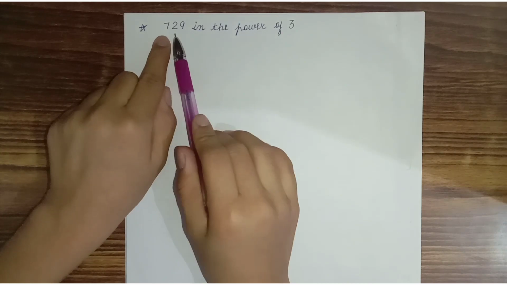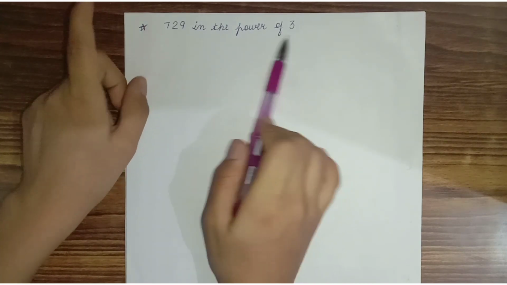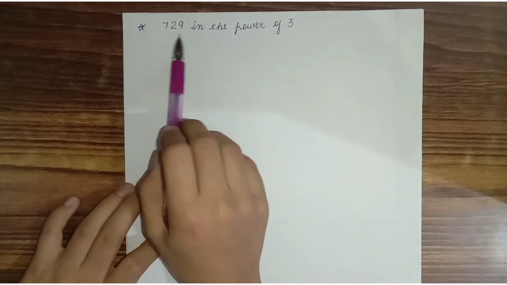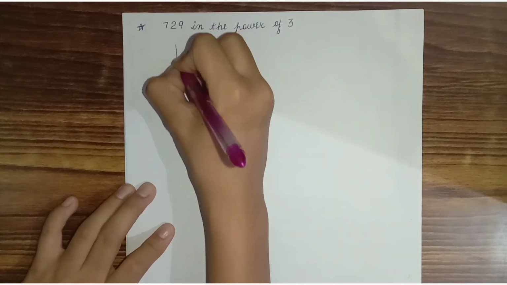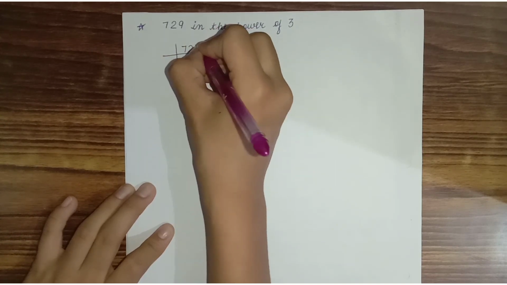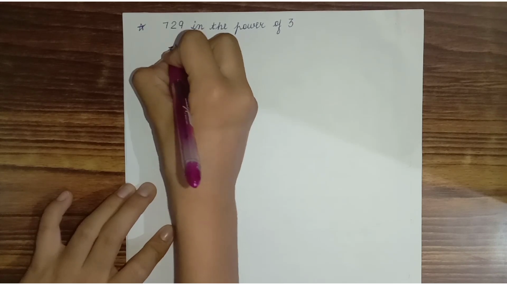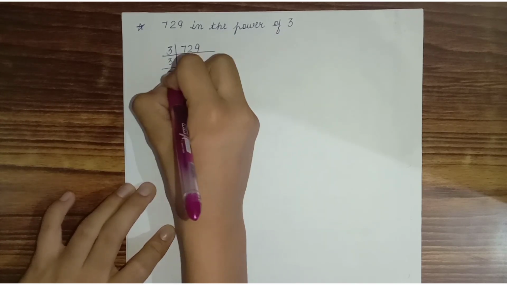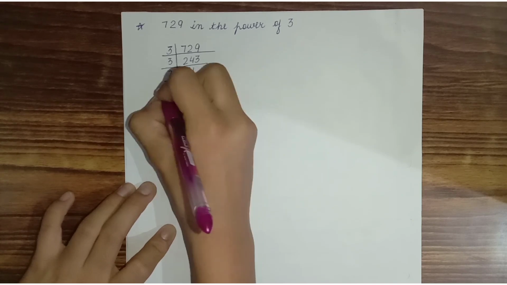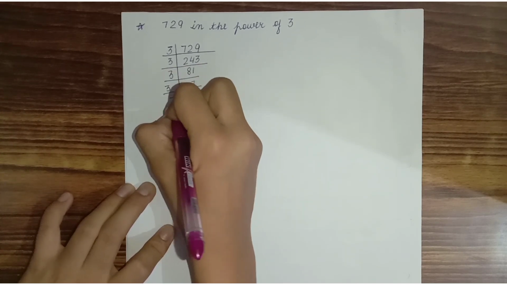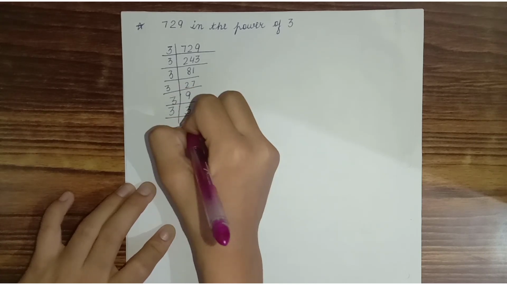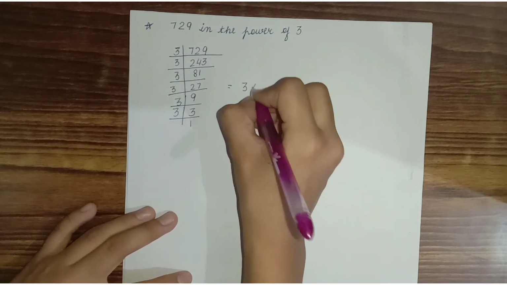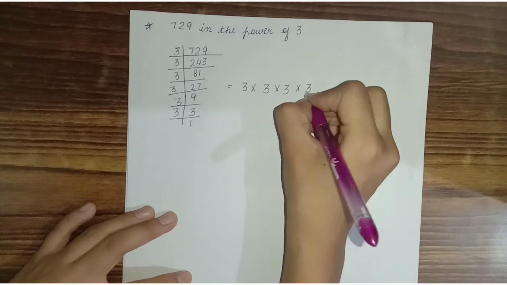Friends, suppose now we want to express 729 as a power of 3. How will we do that? As you have learned prime factorization in earlier classes, here we will do the prime factorization of 729. We'll write it like this. 3 into 729 is 243, 3 into 243 is 81, 3 into 81 is 27, then 3, 9, 3, 3, and again 3, 1. Friends, we have to do it up to 1 like this. And now we can write it as 3 into 3 into 3 into 3 into 3 into 3.